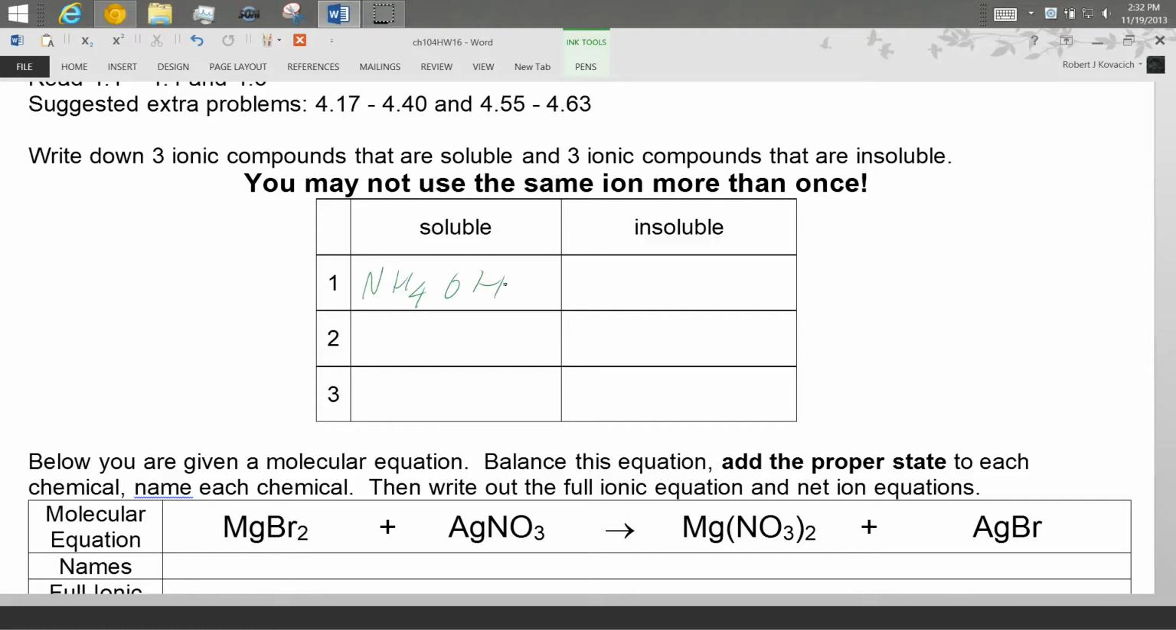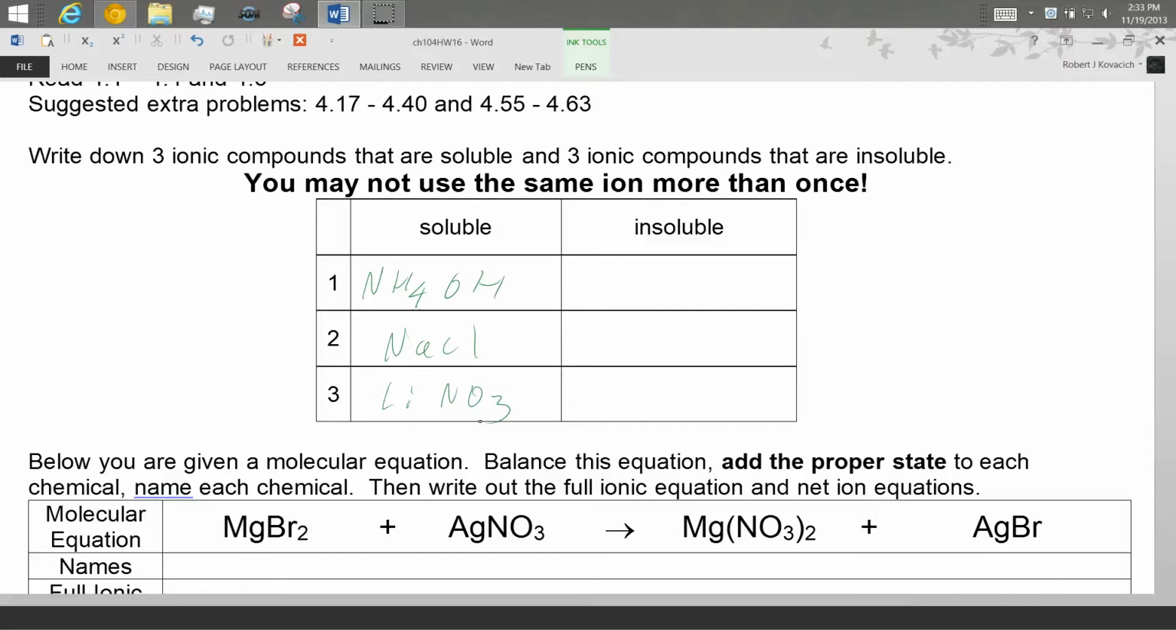So give me another one that's soluble. Lithium nitrate. Okay, all of those guys are all soluble. Now give me 3 insoluble ones.